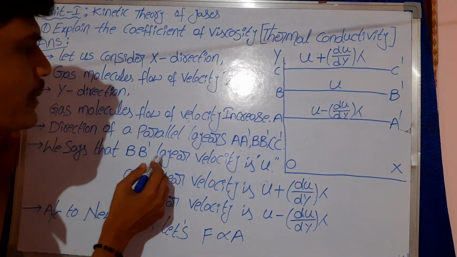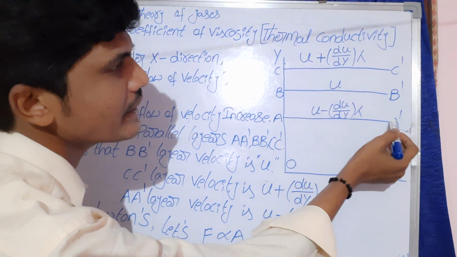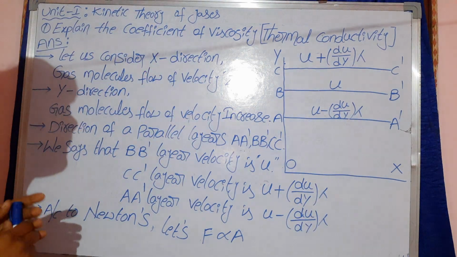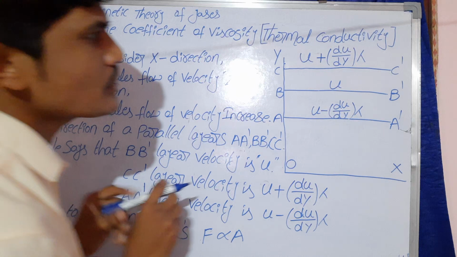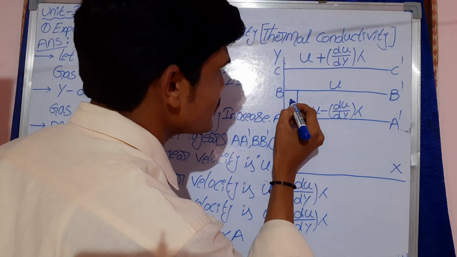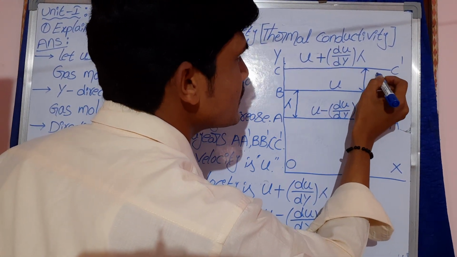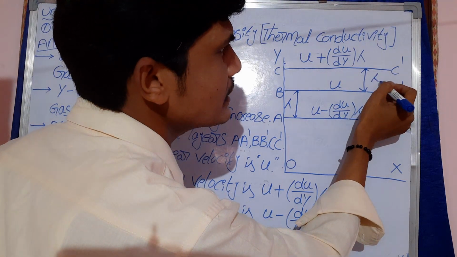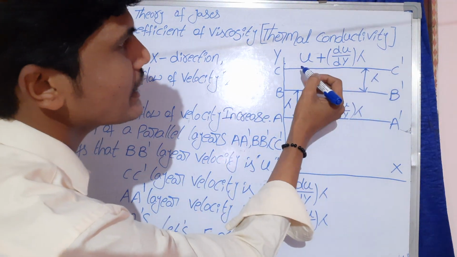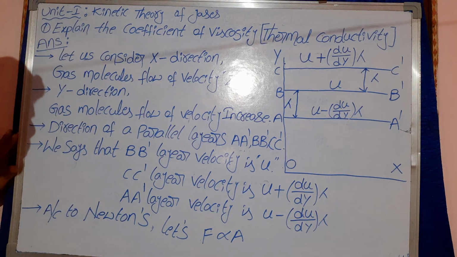Next, consider the B dash layer with velocity U. The A dash layer has velocity U minus du by dy into lambda. Lambda means mean free path, the distance between the two layers. Next, the C dash layer has velocity U plus du by dy into lambda, where lambda means mean free path.